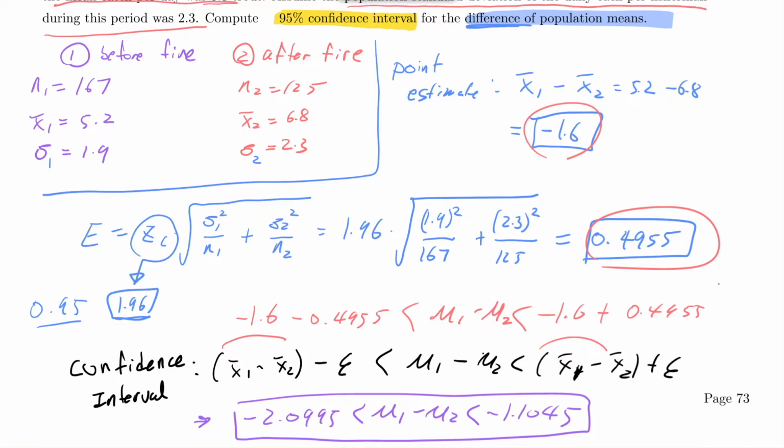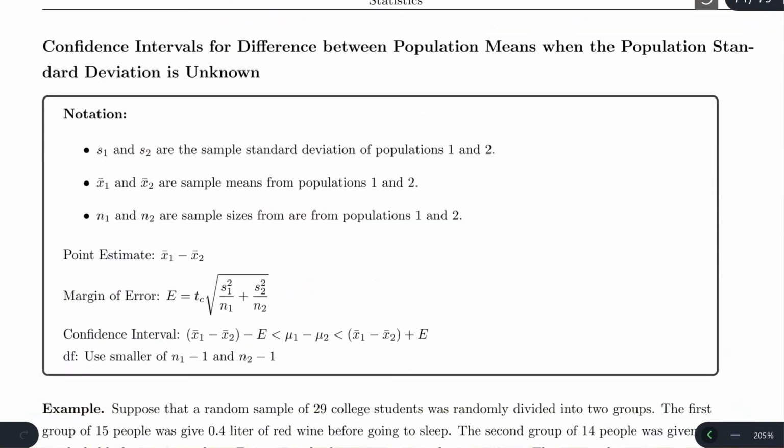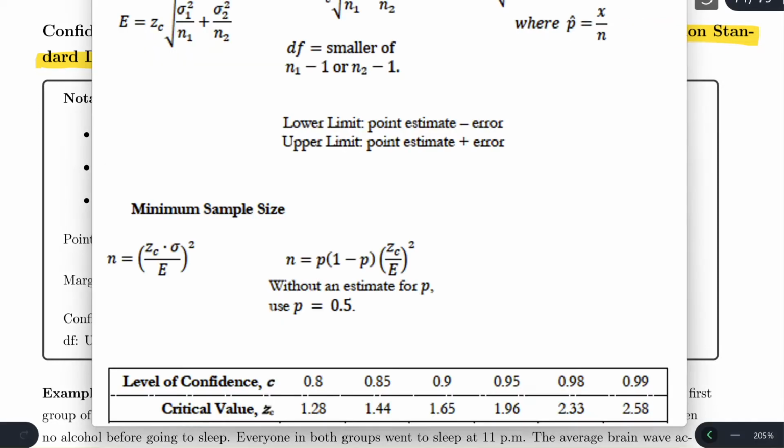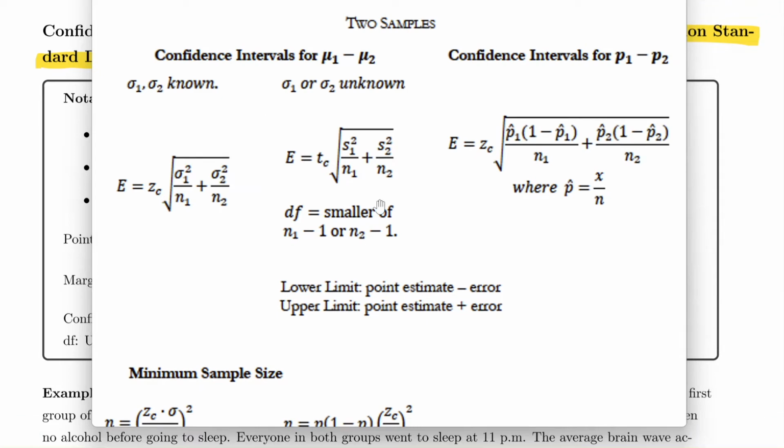Next, let's look at finding a confidence interval for the population mean difference when the population standard deviations are unknown. Just like the one sample mean, one population mean estimation, we use the student t distribution, the t table. Let me go to the formula sheet. Here we're at right now. Both population standard deviations are unknown, so this one right here.